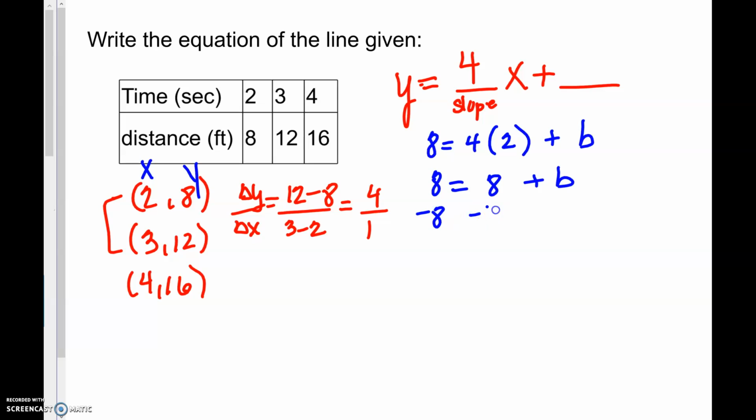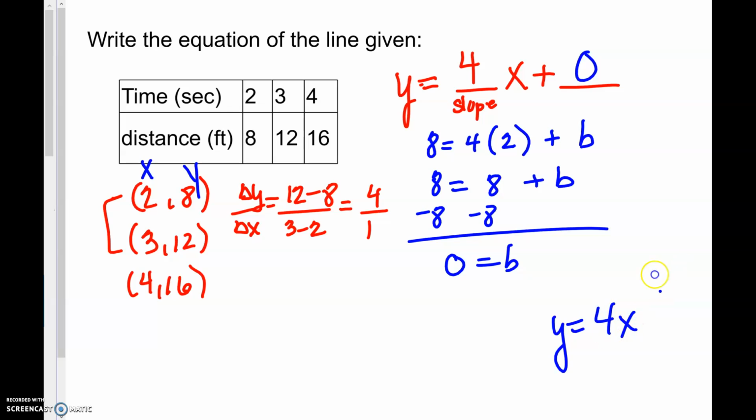I'm going to subtract 8 from both sides, and I get a 0. Oh, so this y-intercept is 0. So we can just write y equals 4x, or if you want to write y equals 4x plus 0, the y-intercept is 0.